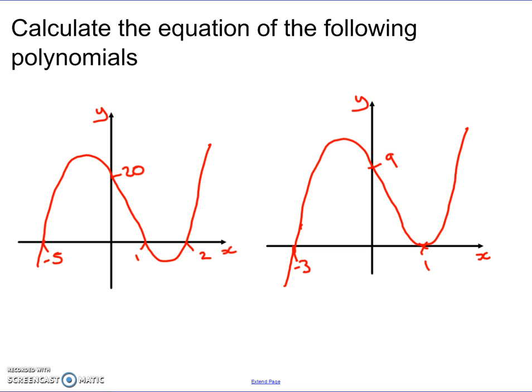Calculate the equation of the following two polynomials. So there's your first polynomial on the left. All the key bits of information are given there for you. Second polynomial, it's there on the right. There's your key bits of information. Pause the video and have a crack.